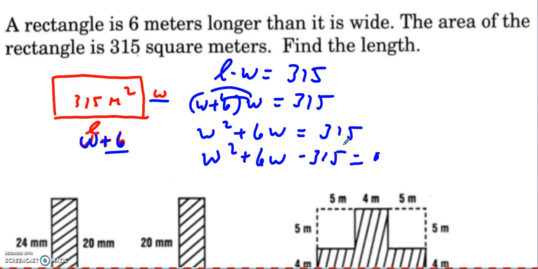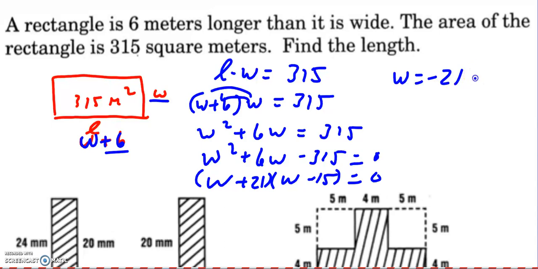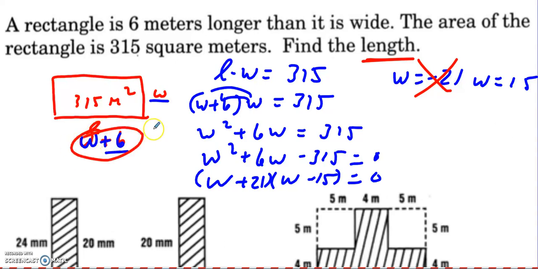We could see if this factors. So let's see, two numbers that multiply to be negative 315 and add to be 6. That would be 21 times 15, positive 21, negative 15. So my two answers would be either negative 21 or 15. But because length can't be negative, negative 21 is out, which means my width has to be 15. But my goal is to find the length. I know that my length is 6 bigger than my width, so my length must be 21 meters.